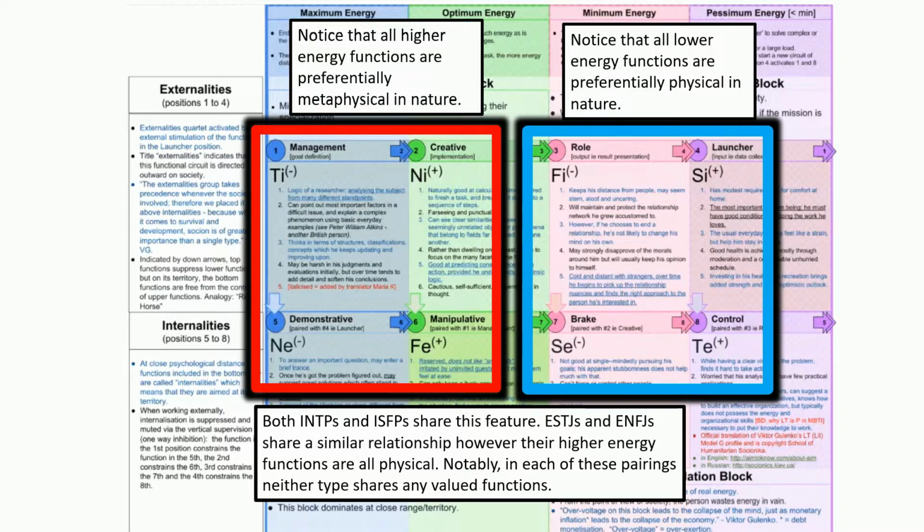And then following this through, I noticed that it's the same for ISFPs, except all of their high energy functions are physical, and all their low energy functions are metaphysical. And then with ESTJs and ENFJs, let me just check. ESTJs are all physical in high energy, all metaphysical in low energy, and ENFJs are all metaphysical, all physical. Very interesting.